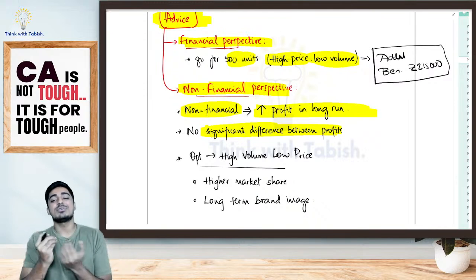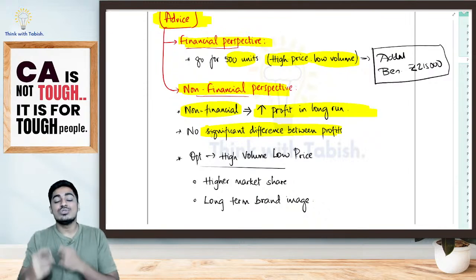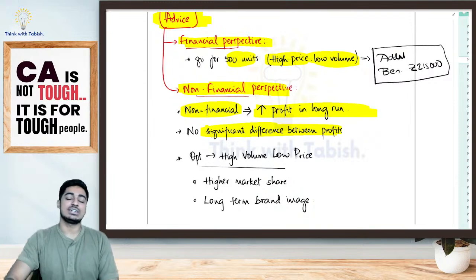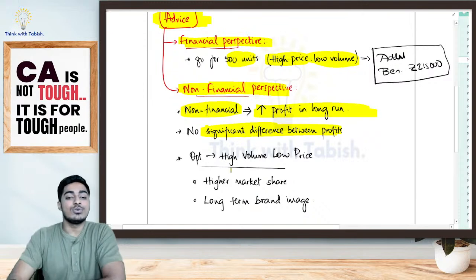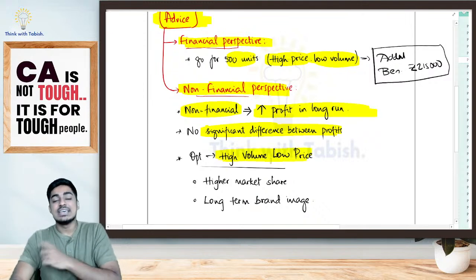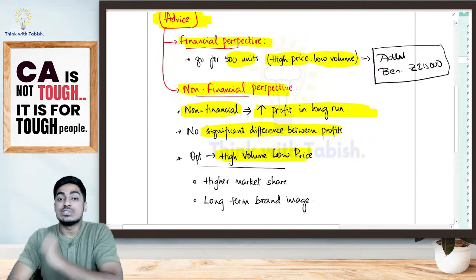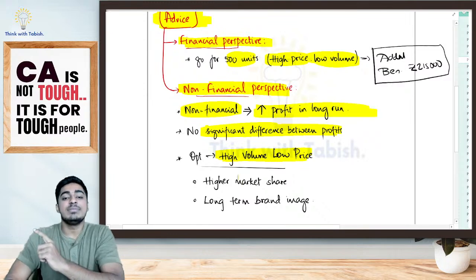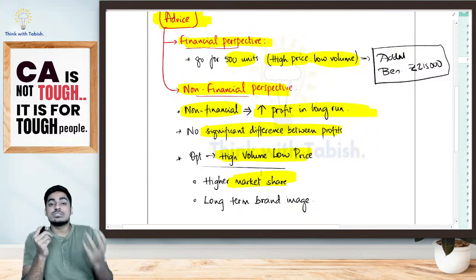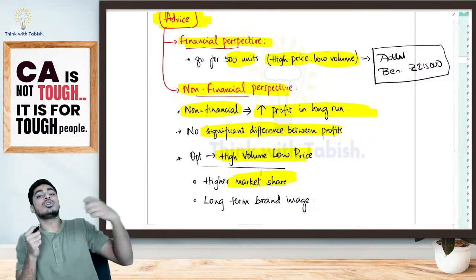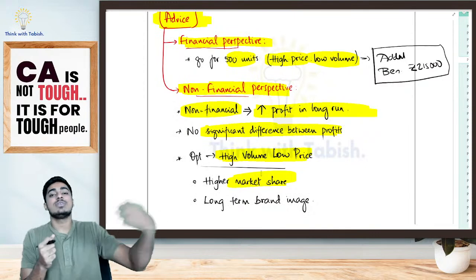The difference in profit is just 2 lakh rupees. So there is no significant difference. So what is the question telling? We can think of going for high volume, low price, that is selling 750 units. Why? Firstly, we will be getting a higher market share. In the market, we are getting a higher share. We are in a position to sell more units. We will reach more people, because of which in the future we will get more benefits.